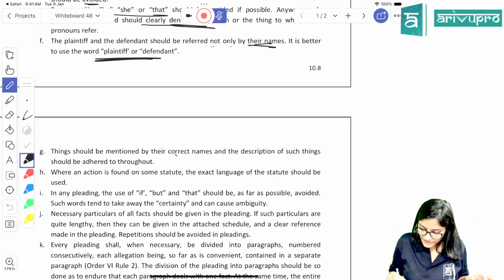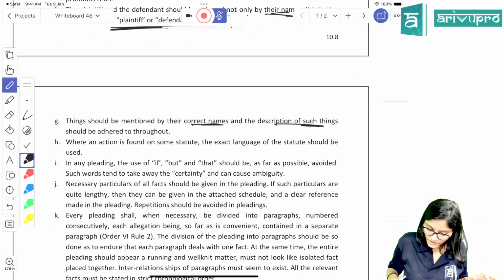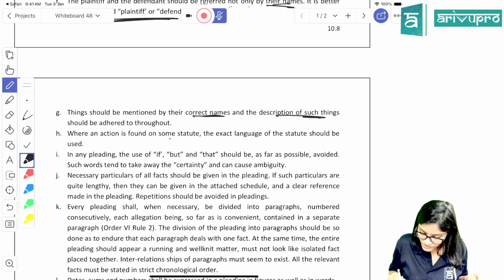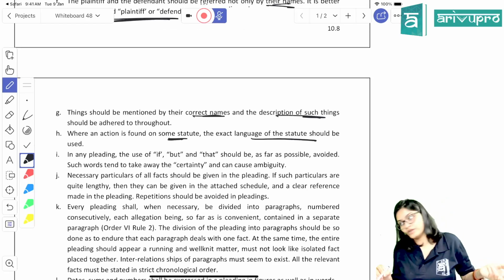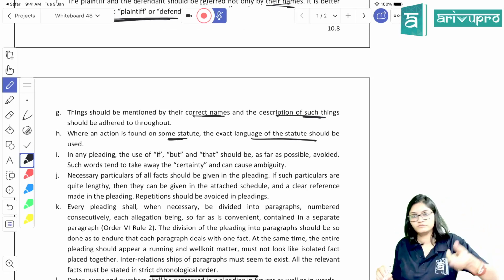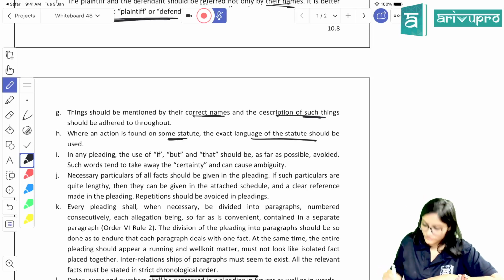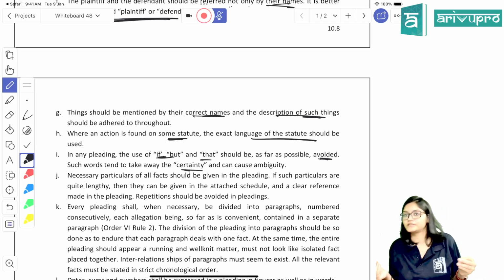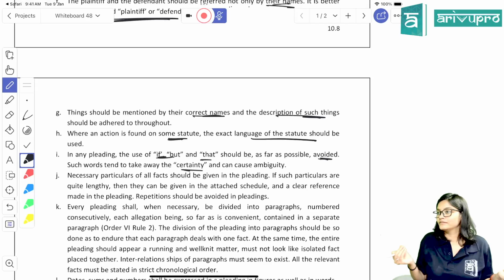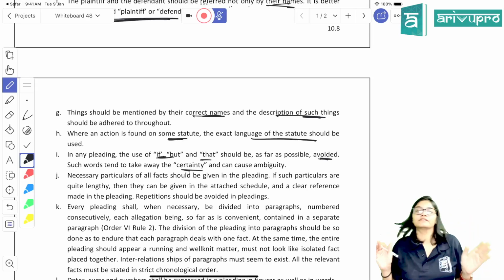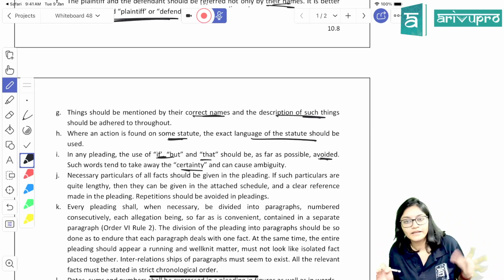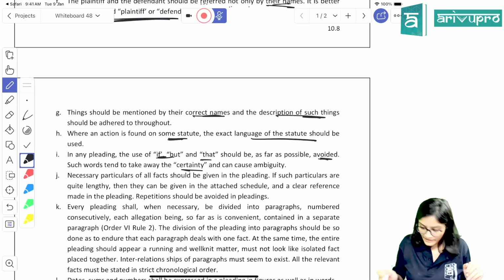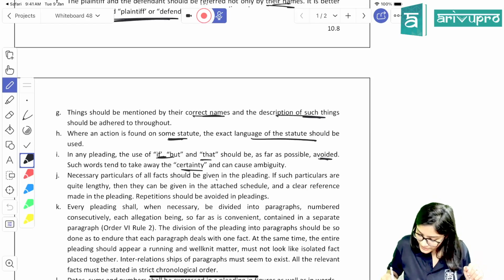Things should be mentioned by the correct names, and descriptions of such things should be adhered to. Where an action is founded on some statute, you have to mention the exact language. If you are mentioning any law, use the same language. The use of if, but, that should be avoided as far as possible. Such words tend to take away the certainty. It is not that if this happens. No. Pleading means that this happened. So don't mention this. Necessary particulars of all the facts should be given in the pleading.